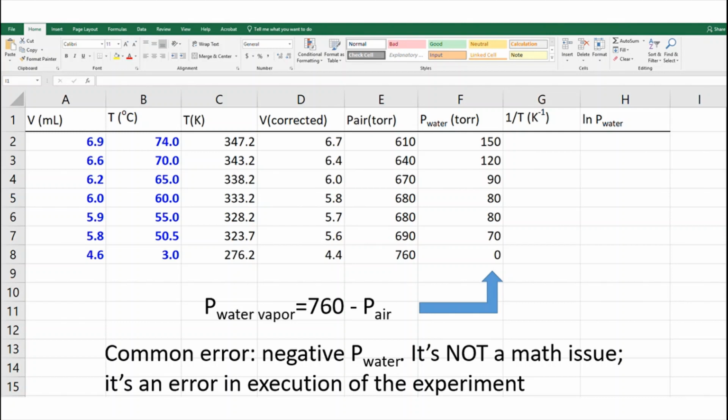All right. If your data shows any negative values here, those values are not going to be able to be used for the Clausius-Clapeyron equation. So you'll have to provide an explanation for such an error. Okay, so now we're going to calculate the next set of values, which is the reciprocal of the temperature and the natural logarithm of the pressure of water, so we can do our Clausius-Clapeyron plot. Again, you're welcome to simply do these calculations by hand and then put the values in, but if you'd like to use the formulas in Excel, I'm going to show you how you can do that.